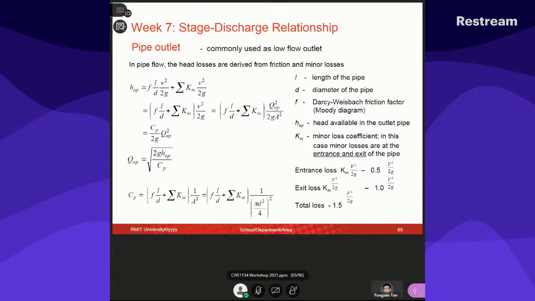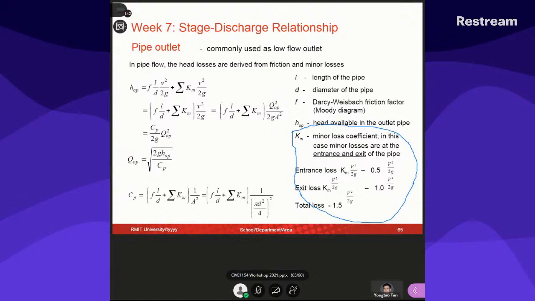As I mentioned, K is the coefficient of the other sources of energy loss, such as at the entrance, exit, bends, joints, valves, manholes, and other obstructions. Normally for K we consider two losses, and we can take K as 1.5. 1.5 includes the entrance loss and exit loss.